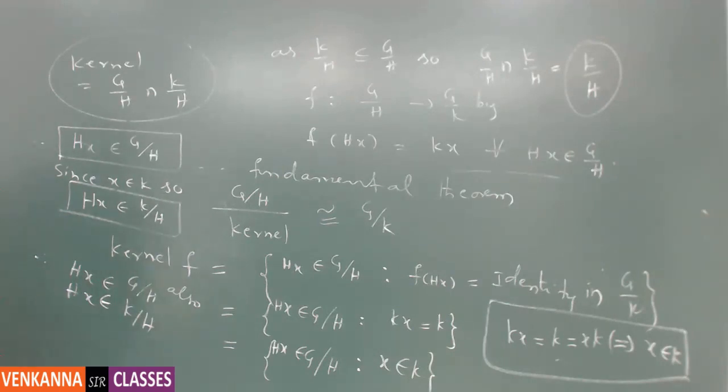This is somewhat complicated to understand, the third isomorphism theorem, especially the kernel part. Unless you are fundamentally good with what a kernel actually is, in writing the definition of kernel, you cannot understand that. But this is the proof, so please take note of this.